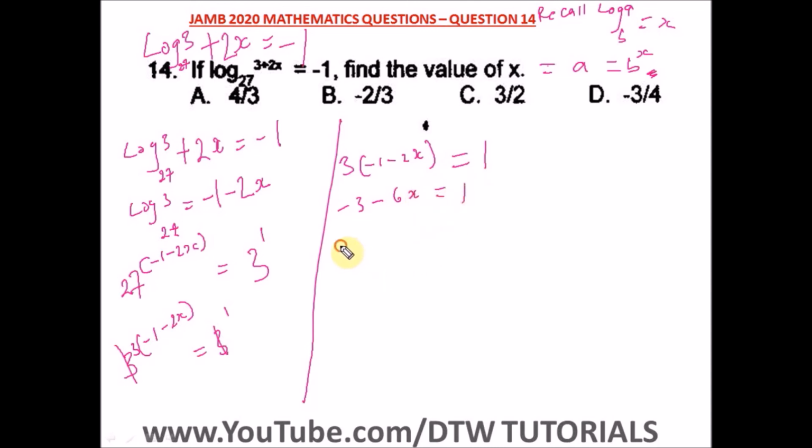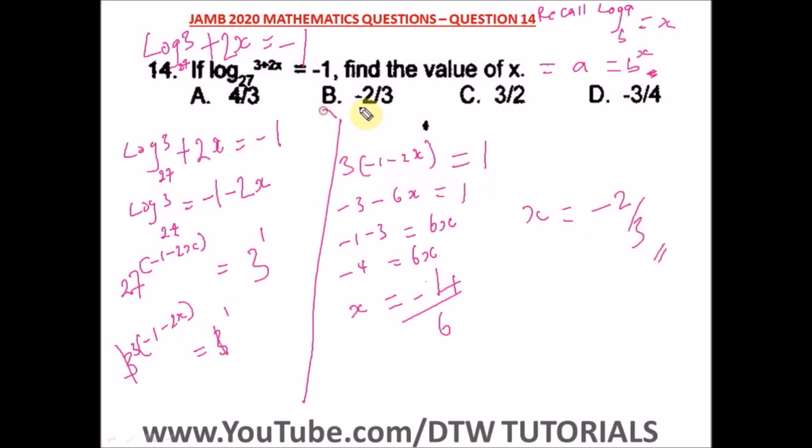So collecting like terms, we have minus 1 minus 3 equals plus 6x, because once this comes over here it becomes plus. So we have minus 4 equals 6x. Collecting like terms, we have x equals minus 4 over 6. So therefore x is equal to minus 2 over 3, which is this.